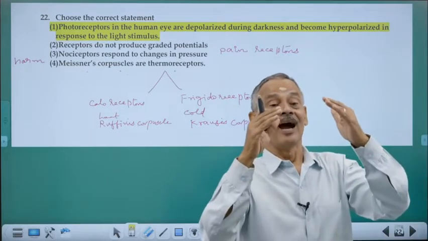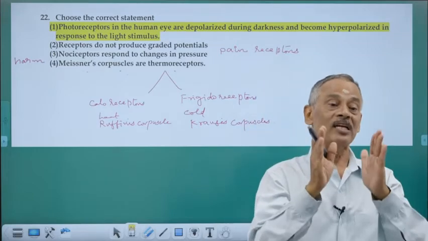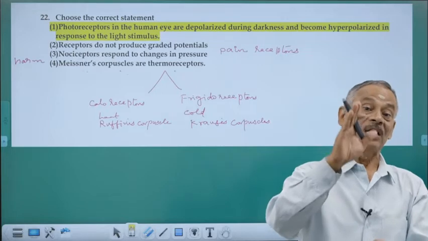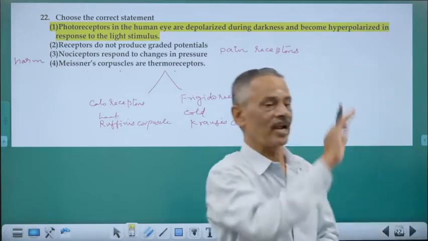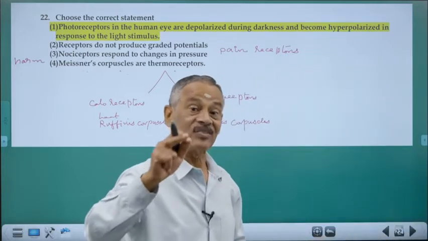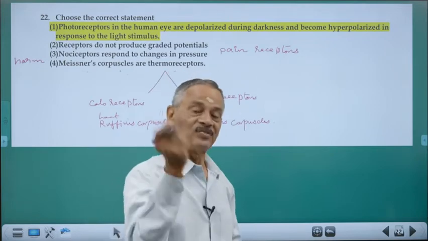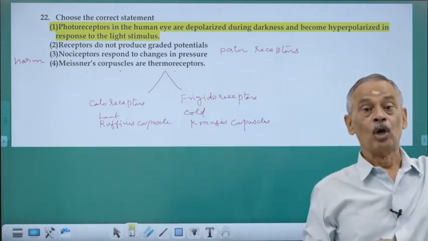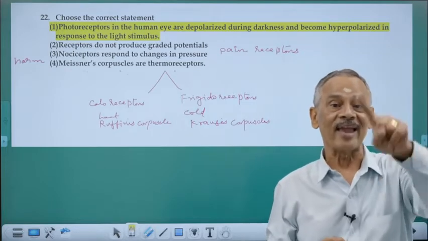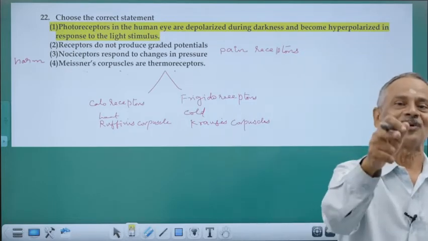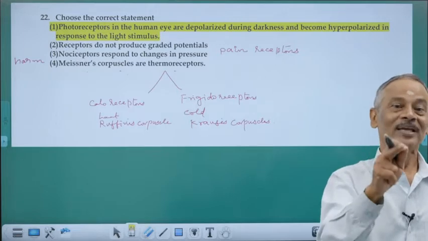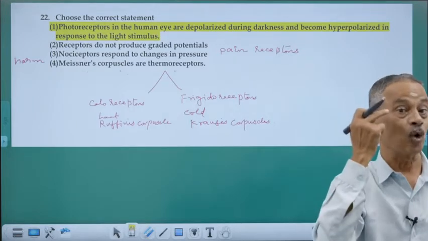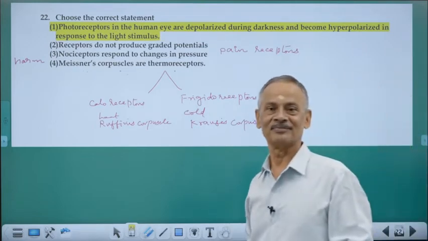The sodium ion channels are closed, so when the sodium ion channels are closed, the cells become hyperpolarized. That acts as the signal. This signal is transmitted through the bipolar cells to the ganglion cells, and ganglion cells will generate action potential. That's how a signal is generated in the retina and is conducted through the optic nerve to the brain.